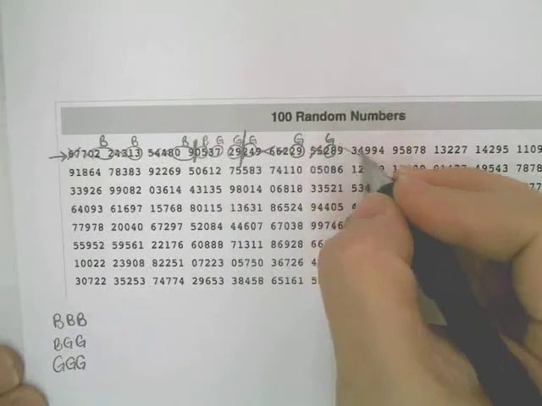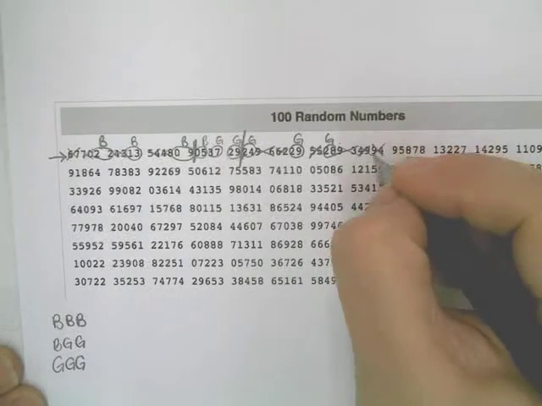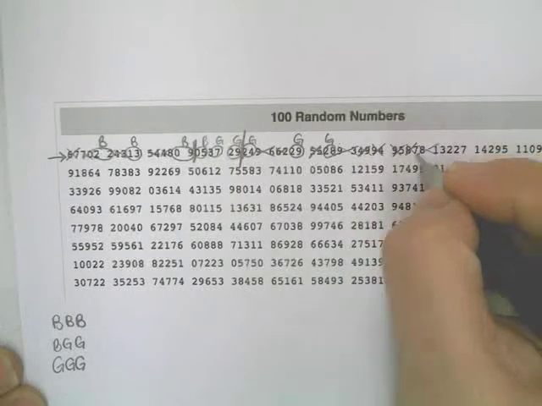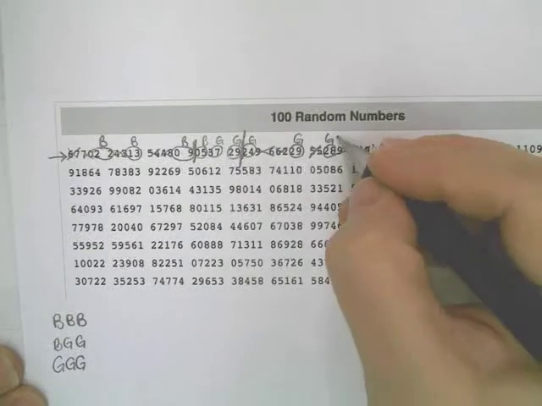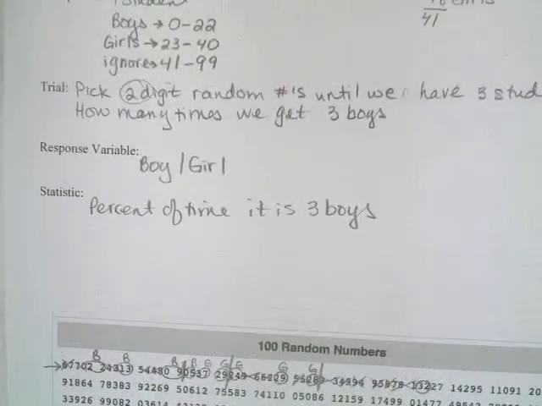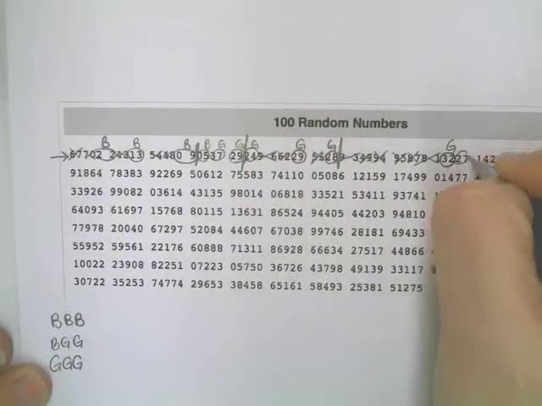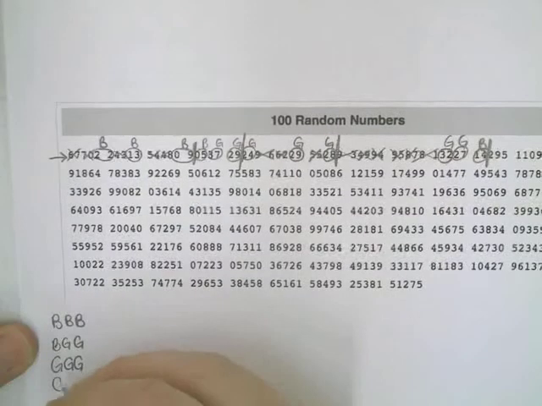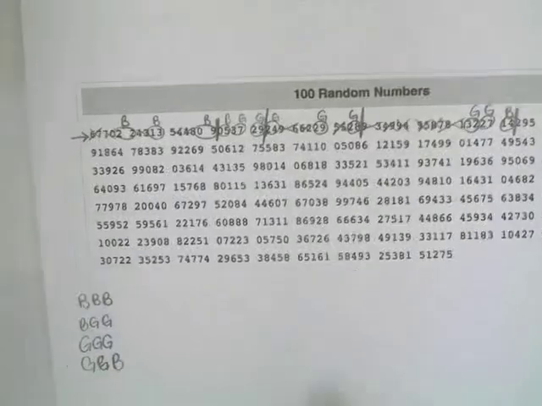93 is not a student. 49, not a student. 94, not a student. 95, 87, 81. There's one. We finally found one at 32. I have to draw my line. 32 up here. There's 32. 32 is a girl. 27 is a girl. 14 is a boy. So you would keep doing this until it said how many trials you had to do.